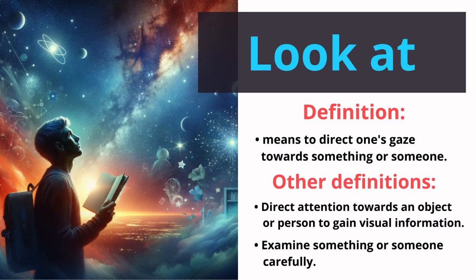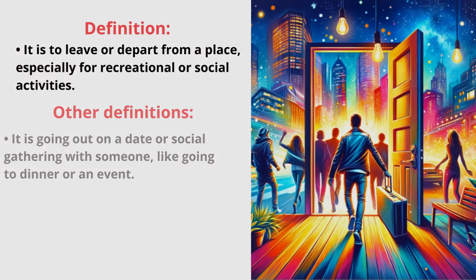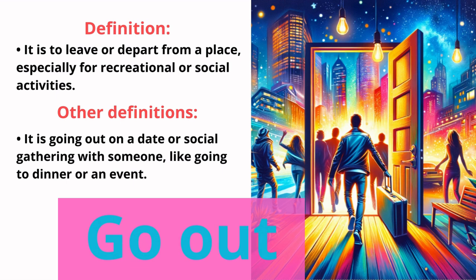Look at. Definition. Means to direct one's gaze towards something or someone. Other definitions. Direct attention towards an object or person to gain visual information. Examine something or someone carefully. Go out. Definition. It is to leave or depart from a place, especially for recreational or social activities. Other definitions. It is going out on a date or social gathering with someone, like going to dinner or an event.